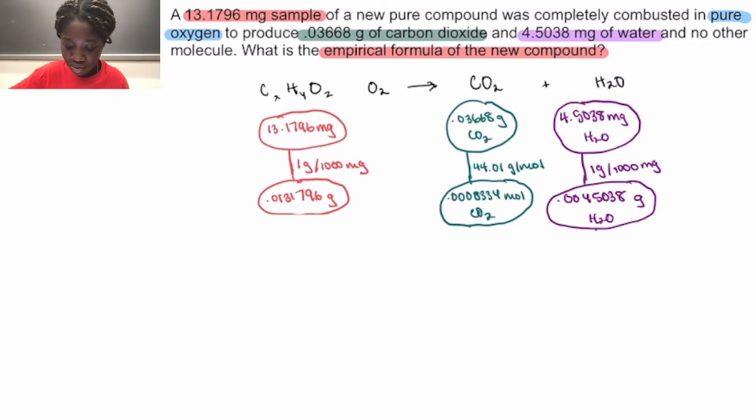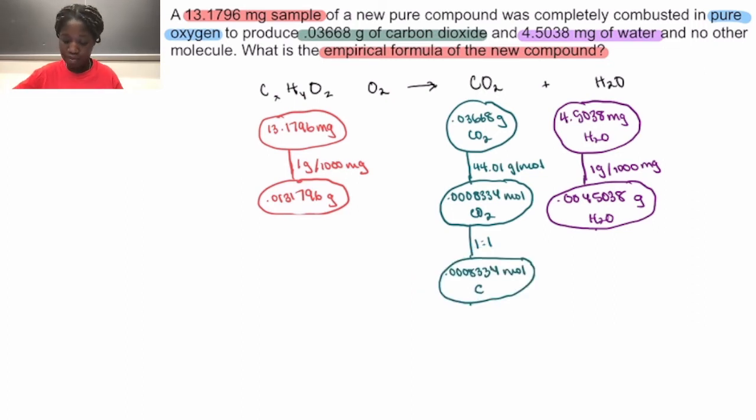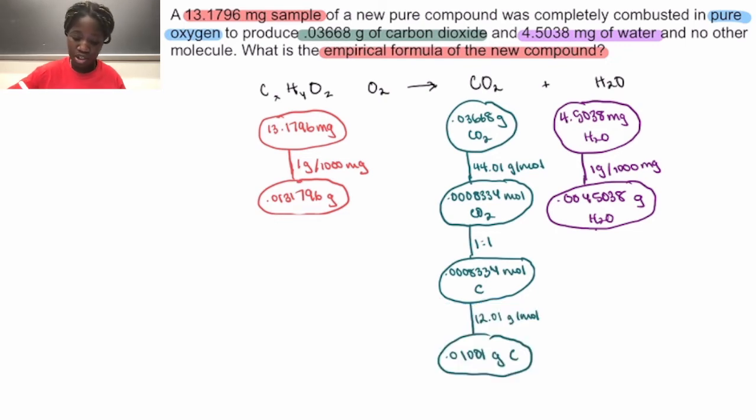In CO2, we have 1 carbon per 1 CO2 molecule. Therefore, the ratio of CO2 to C is 1:1. And so you can solve for the moles of C. Now we need also the grams of C. We use the atomic mass of carbon that can be found in our periodic table. So we can use that conversion to overall get the grams of C.